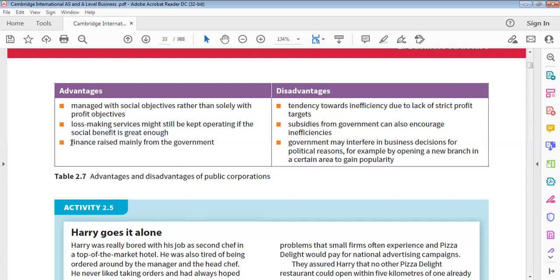I understand. Another good thing is you can raise money from the government, because we're paying tax, right? Tax is the main source of revenue. So the government can use the money from tax to run those sort of companies. And the main problem of public corporation is that they are inefficient because they do not have any profit targets. They don't really care about money, right? So when you don't care about money, you don't care about being efficient.